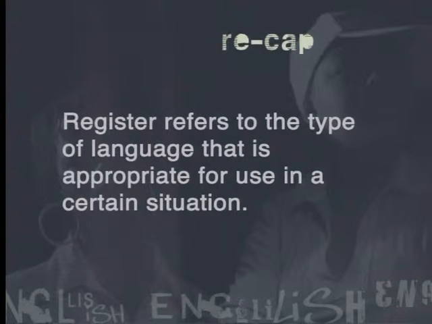Now, language is a very wide area for us to look at, so let's break it down into specific aspects of language. First, there is register. This is a term that you have seen before, but let's get reacquainted. Register refers to the type of language that is appropriate for use in a certain situation.